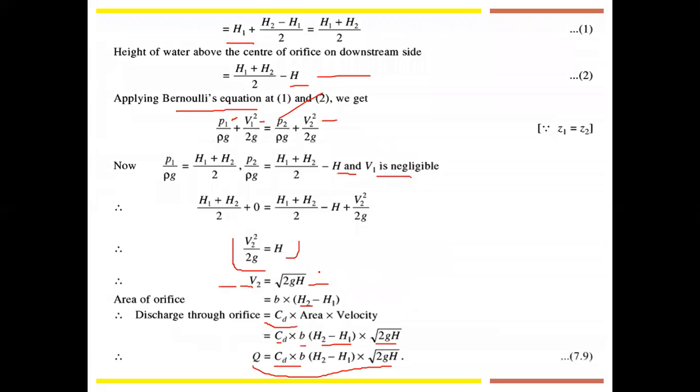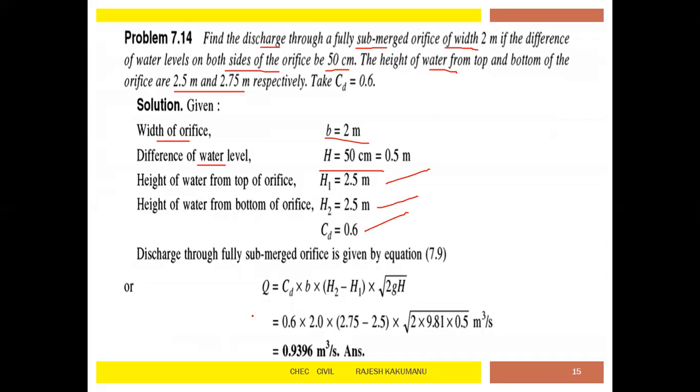equation 7.9. This is the formula: Q is equal to CD into B into (H2 minus H1) into root 2gH. So directly substituting the values: CD value, 2, 2.75 minus 2.5, root 2g into H. So finally we are getting the answer as 0.9396 meter cube per second. Got it?